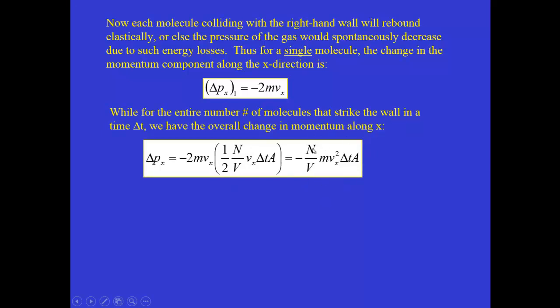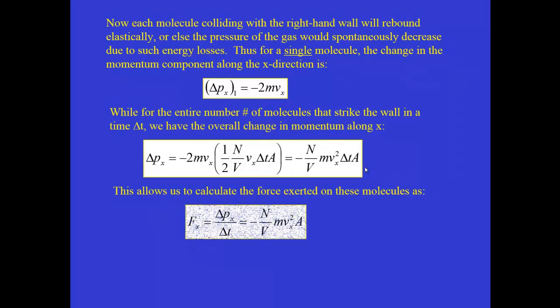So n, again, remember, is the total number of molecules, v is the total volume of the container, and then we have the familiar quantities here where a represents the area of one of the container walls. Now, from the change in momentum, if we remember Newton's second law, we can now calculate the force exerted on these molecules when they collide with the right-hand wall of the container.